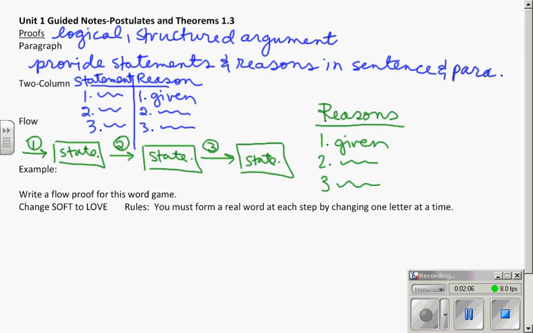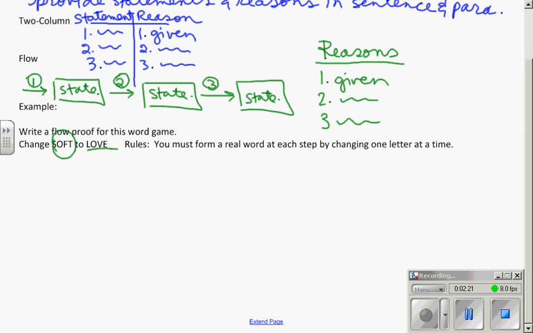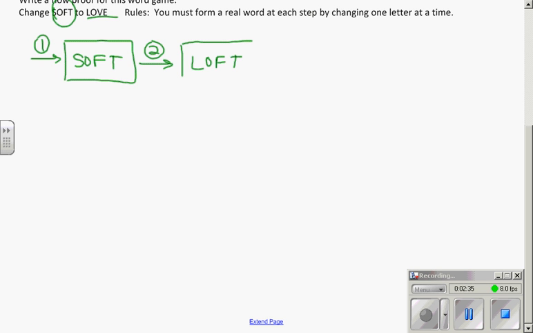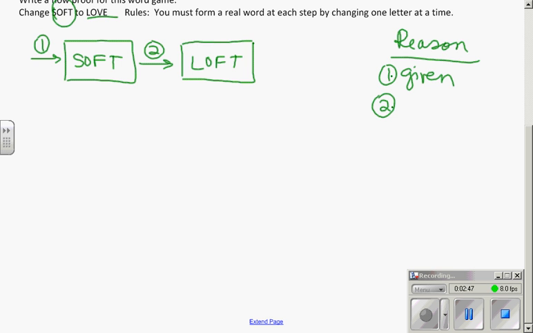So for example, we could do a word game as a proof. Starting with soft, this represents our given, and moving to love, which is our prove, changing one word at a time. And I'm going to do this as a flow proof. And so to begin, we always start with what we're given. Soft. There are multiple ways to do this, but the first thing I might do is change this to loft.